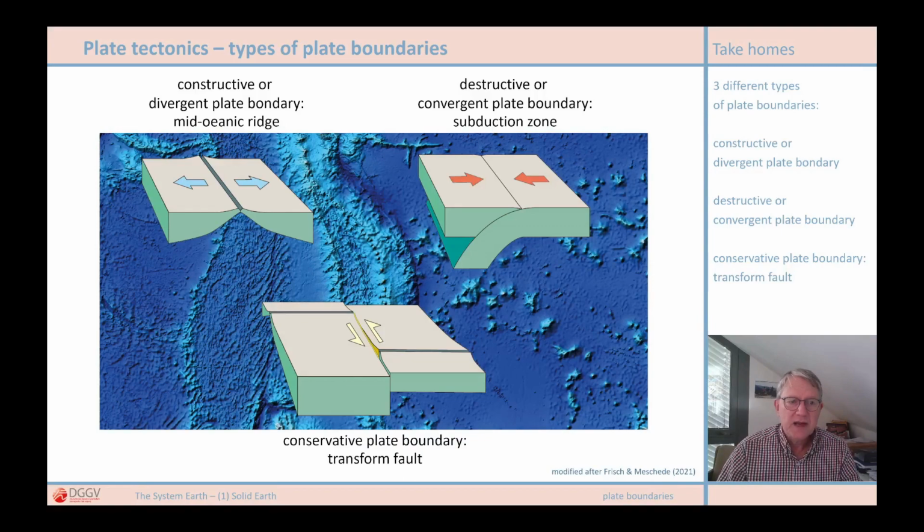In the following, I'm going to present the different types of plate boundaries and their specialties in a series of short chapters. So there are always several videos concerning one type of plate boundary.